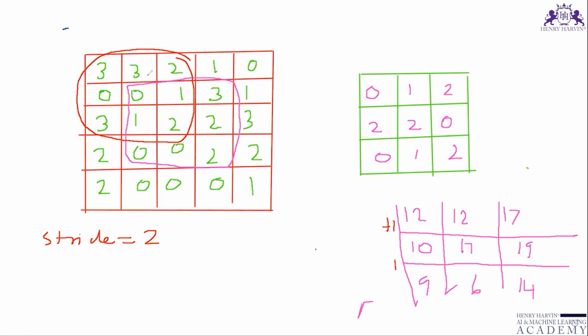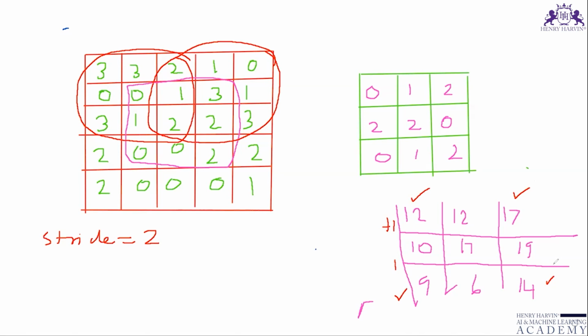Fine. Now stride equal to 2 means, when we did stride equal to 1, in the second case we were keeping it over here. When stride is equal to 2, we will leave this one and place it over here. So what will be the answer now? 17. Similarly, since stride is equal to 2, here also we will leave this and take this one. Similarly this one. So what will the answer be now? We will be getting 12, 17, 9 and 14.